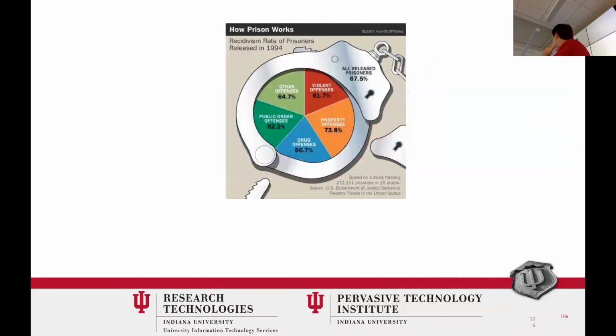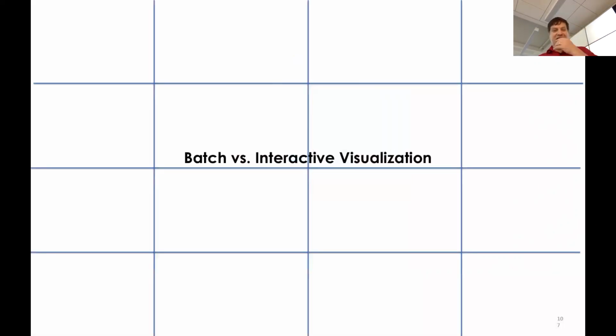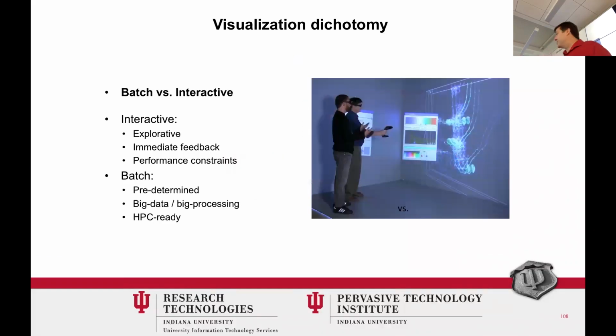Here's another bad one. So this one has, if you add up the percentages, like 300%, because it's not a piece of data that's meant to be divided up like that. All right, so those are our bad visualizations for the day. I want to talk briefly about batch versus interactive, and then we're at our time anyway.